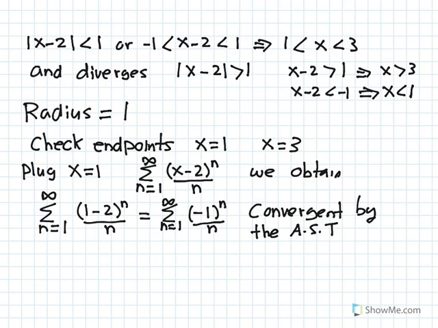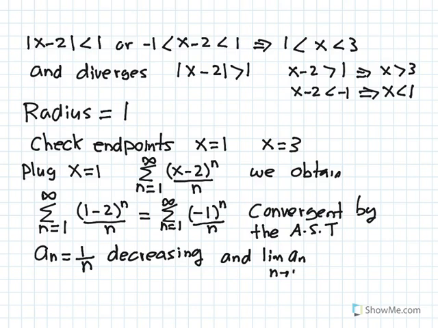Now let's prove why it's convergent. The general term a_n equal to 1 over n is certainly decreasing, because we have a constant 1 divided by n, which is increasing. So 1 over n decreases as n increases. And the limit of a_n as n approaches infinity is equal to the limit of 1 over n, which is equal to 0. So it satisfies both conditions of the AST. Therefore, this power series converges at x equals 1.